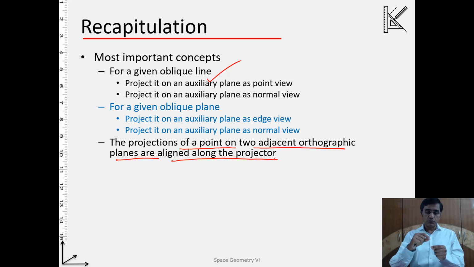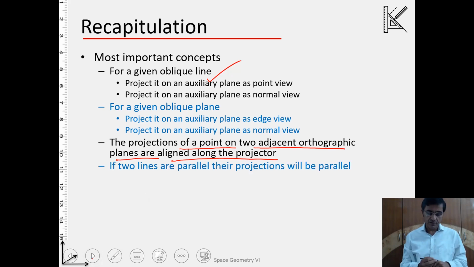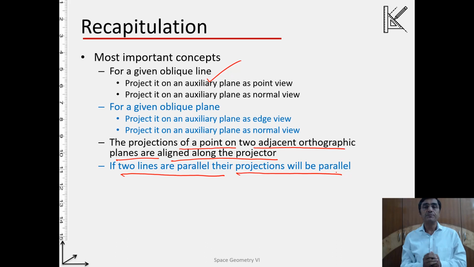So the projection of a point in the object space on two adjacent planes, in this case horizontal and frontal, will be aligned. This is an important concept and we make use of this very often. Then we saw that two lines are parallel provided their projections are also parallel. So we check whether two lines are parallel or not by checking their projections in all three orthogonal principal planes.